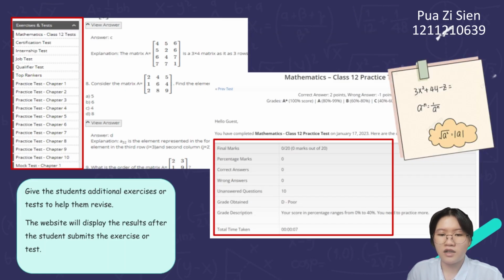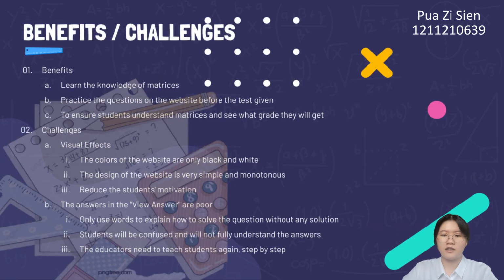In addition, there are also some exercises and tests at the bottom of the website. The educator can give some tests to the students to ensure they understand matrix and see what grade they will get after finishing the test. In the test questions, there are answers that can be checked afterward, and students can check their answers after submitting the test. Through this website, students can learn the knowledge of matrix.